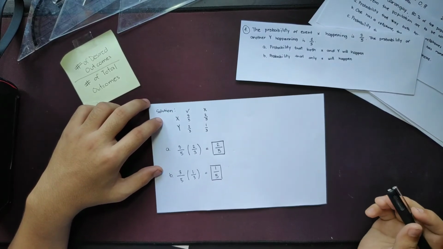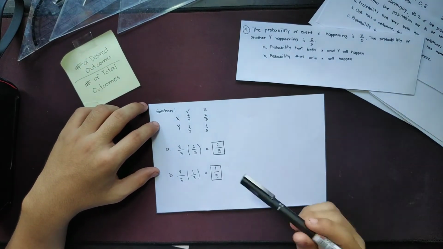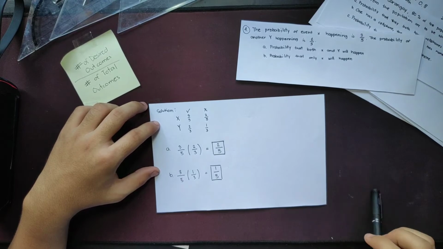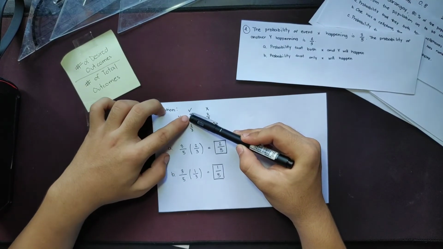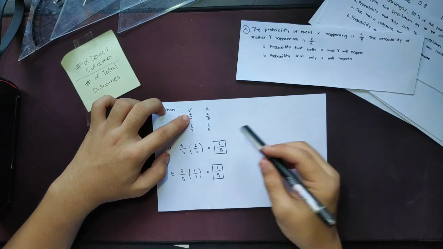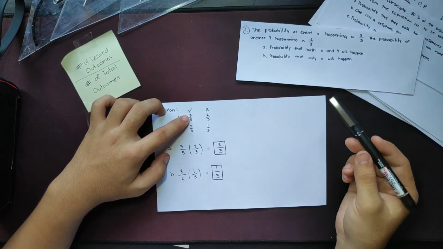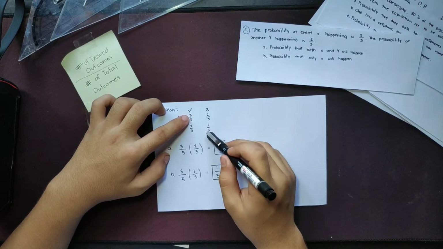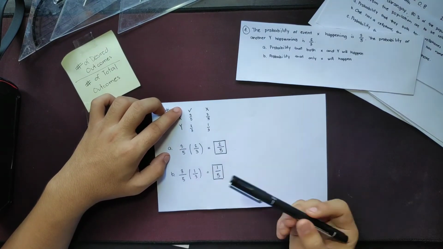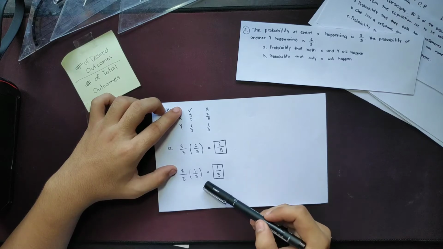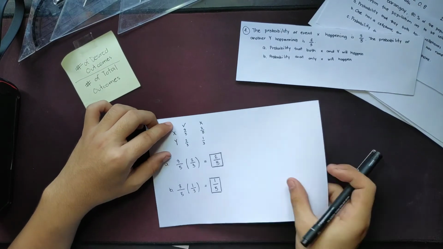And for the second condition, probability that only X would happen, we would get the probability that X would happen, which is 3 over 5. And then the probability that Y would not happen, because it says that only X would happen and not Y. Meaning, we would get the probability that Y would not happen, which is 1 over 3. And when we multiply them, we get 1 over 5.